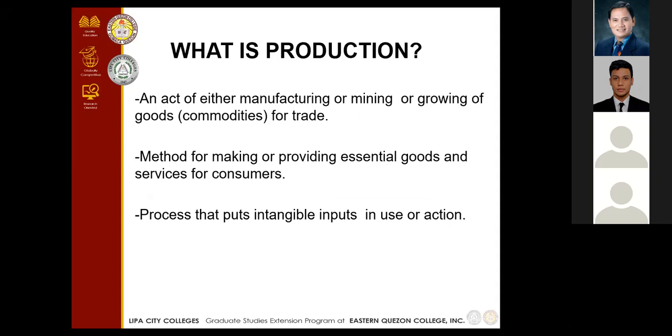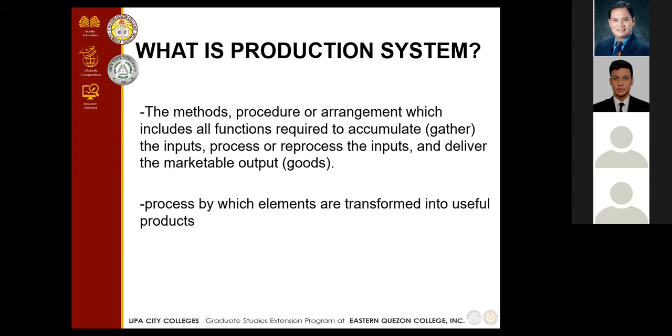So what is production? There are three different definitions of production. First, production is an act of either manufacturing or mining or growing of goods, commodities for trade. The second one is a method for making or providing essential goods and services for consumers. And the last one is the process that puts intangible inputs in use or action. So let us move on to the production system. So what is production system?